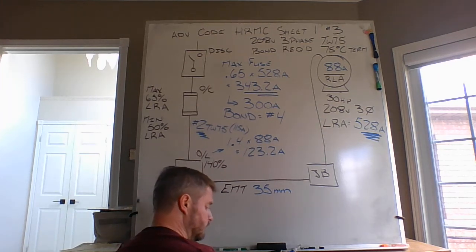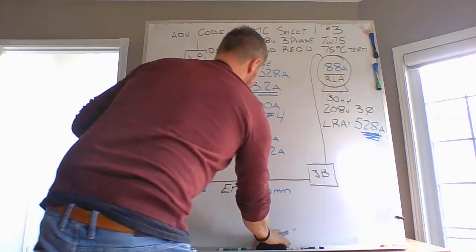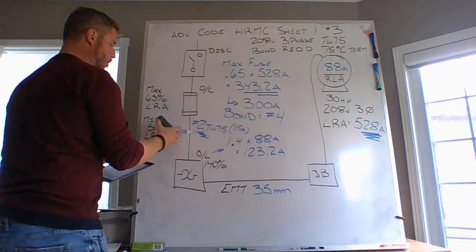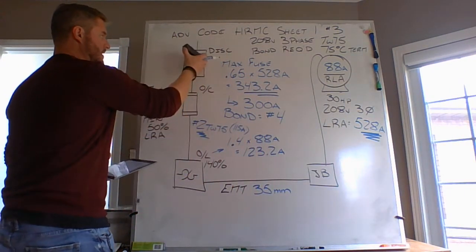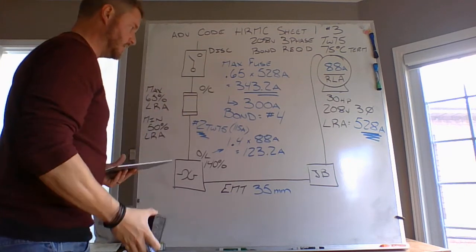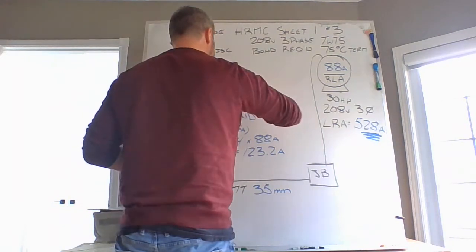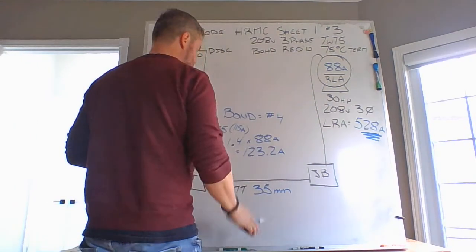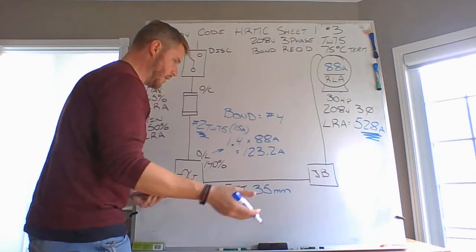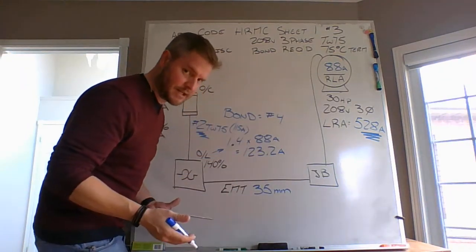Okay? Now, regardless if you install your minimum or your maximum fuse size, we can still size that disconnect, because they only come in nominal sizes, the disconnects. So if you install a 250, we need a certain size disconnect. If you install a 300, we need that same size disconnect.